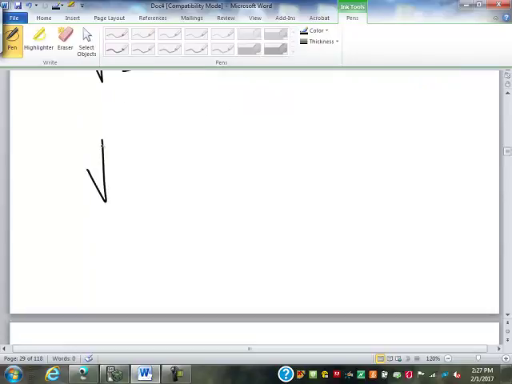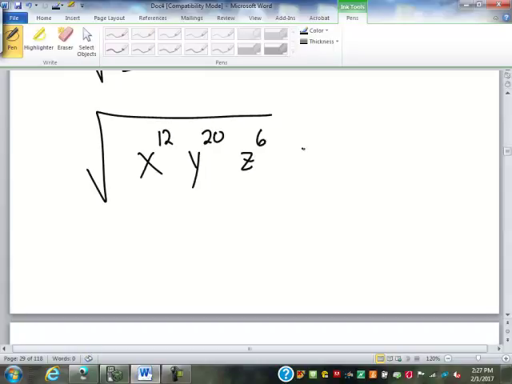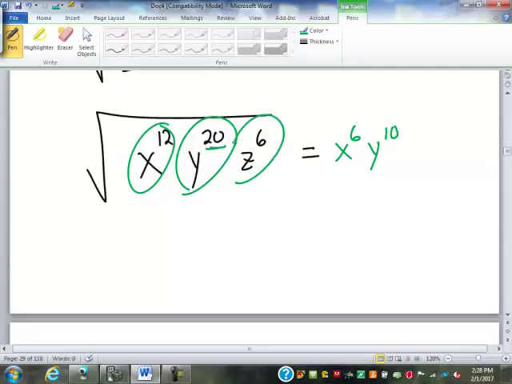If I had the square root of x to the 12th, y to the 20th, z to the 6th. Just like with our other powers, we take each piece separately. What is the square root of x to the 12th? X to the 6th. Good. 12 divided by 2 is 6. What is the square root of y to the 20th? Y to the 10th. Good. 20 divided by 2 is 10. Square root of z to the 6th? Z to the 3rd. Very good.